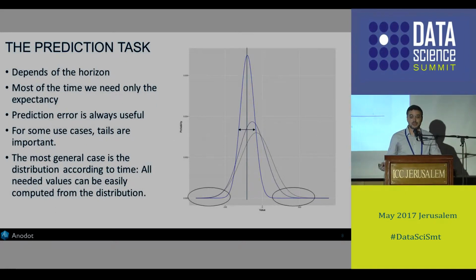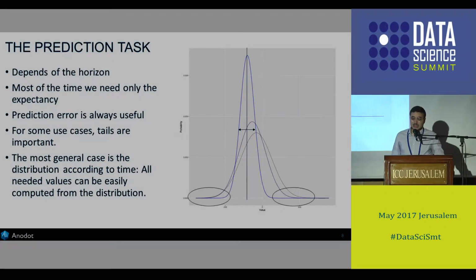Okay, the boss just wants a value, a number. What will be the sales in 2 weeks? What will be my inventory in 1 month? This kind of question. So the answer is only a value. In terms of data science, this is only the expected value. This is the minimum we can do for time series prediction.